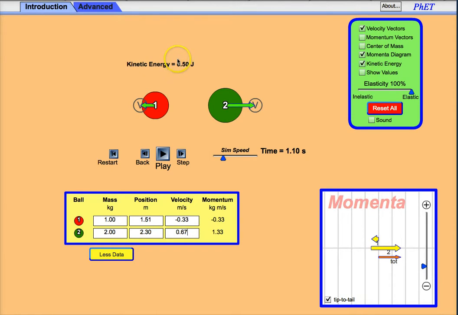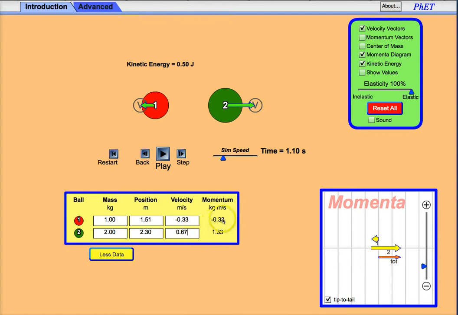Now let's read off the velocities of the two balls. As you can see, the first ball rebounds backwards. Its initial velocity was 1 meter per second. Now it's become minus 0.33, and the second ball gets a velocity of 0.67.